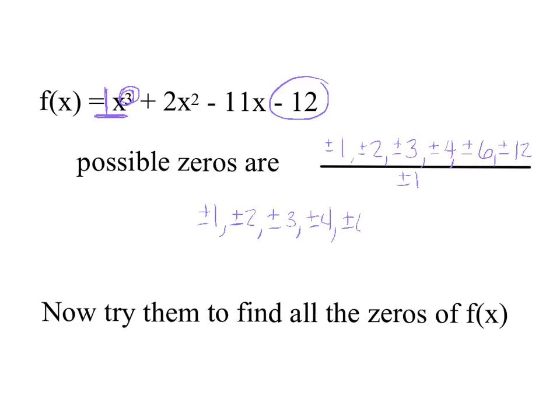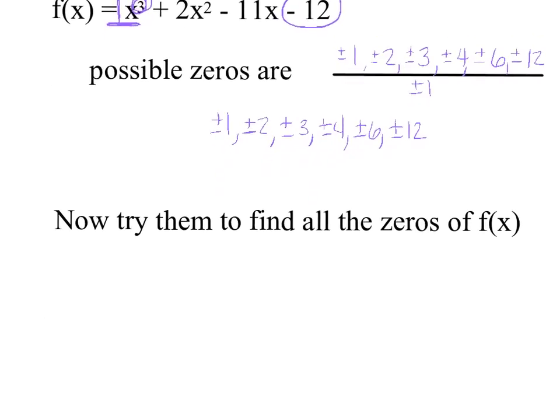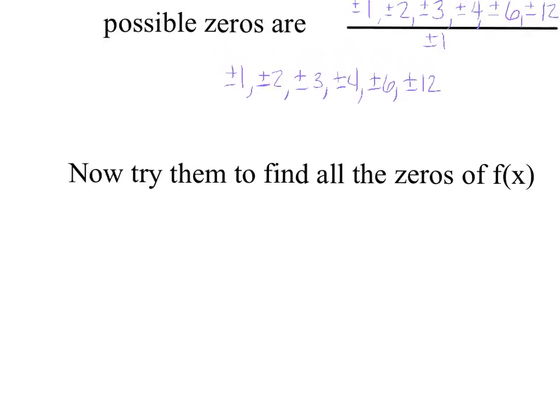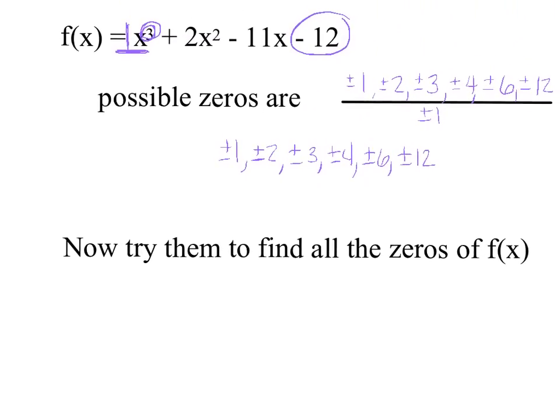Sometimes what happens is you'll get a 2 on the bottom. And so then what would happen if we had a 2 on the bottom is I would have to look at 1 over 2, 2 over 2, 3 over 2, 4 over 2, and so on, and include all those. So I have 2, 4, 6, 8, 10, 12 different possible zeros. It seems like a lot, but it's not bad. So now what we're going to do is try them out. We're going to see which one of these works.